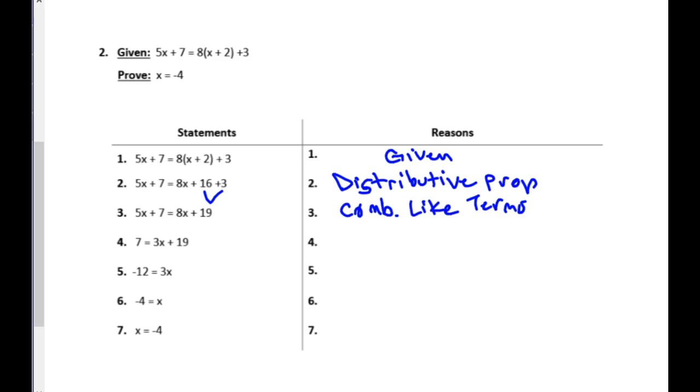Now, next step. There's x on both sides. What do I do when x is on both sides? Do I combine them or get rid of one? Get rid of the smaller x, which is 5x minus 5x on both sides. What property was that? Subtraction, POE.